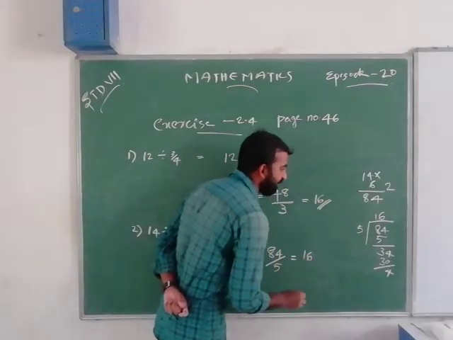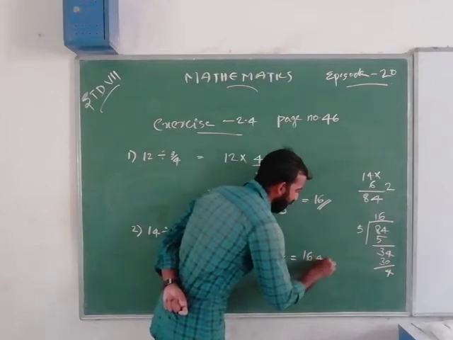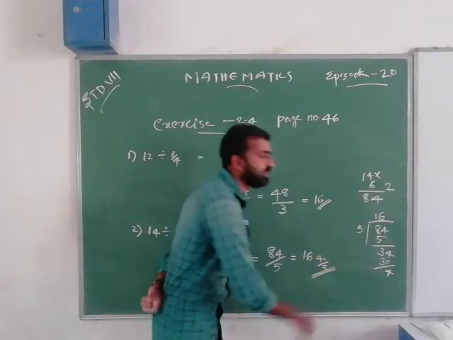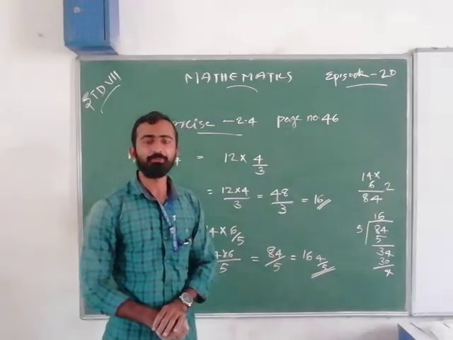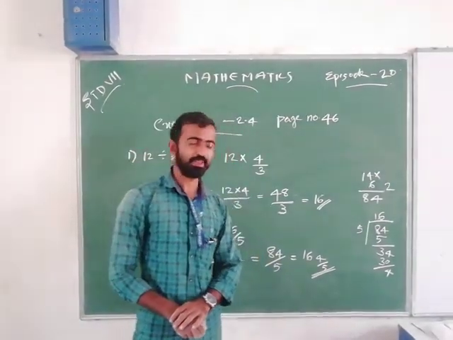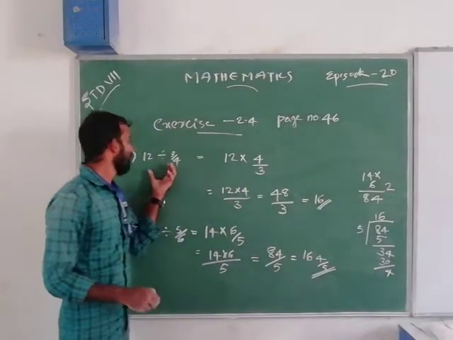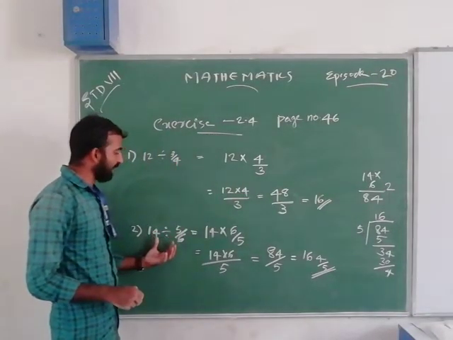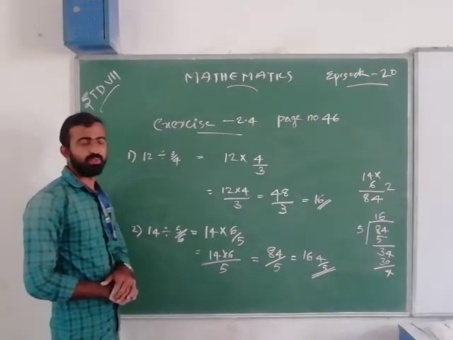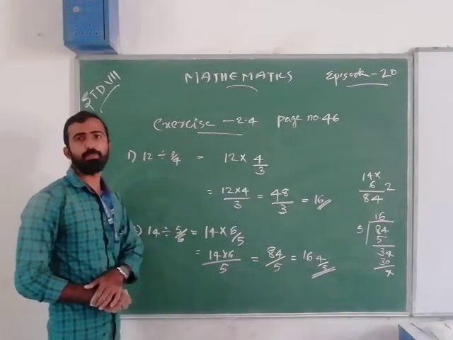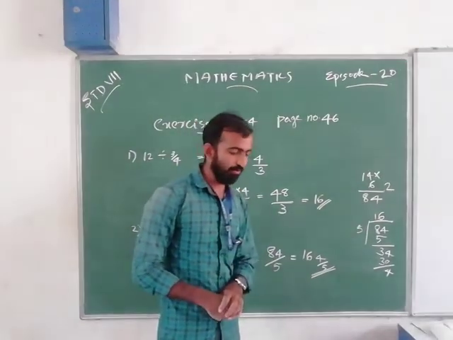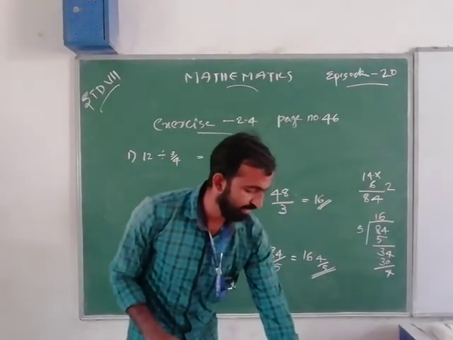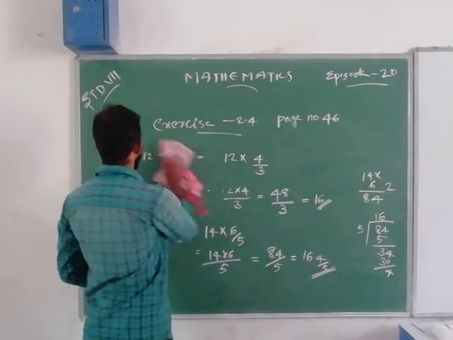So we can write 16 and 4 by 5. That is the answer. That is, 14 divided by 5 by 6, we get the answer 16 and 4 by 5. And this one is the third one.